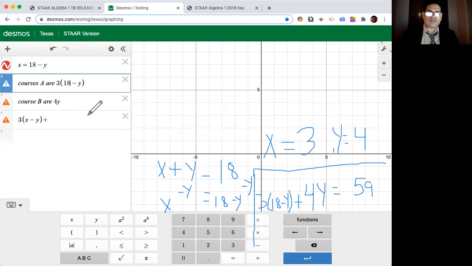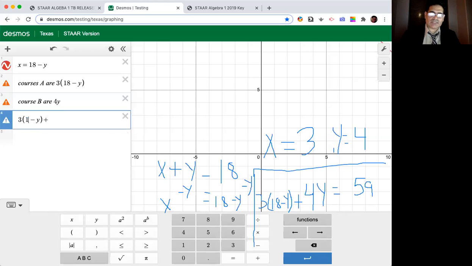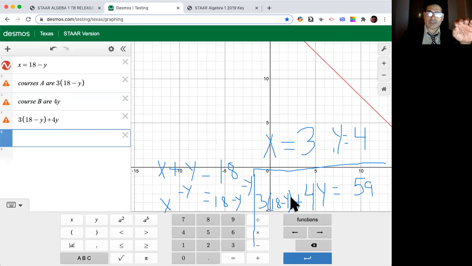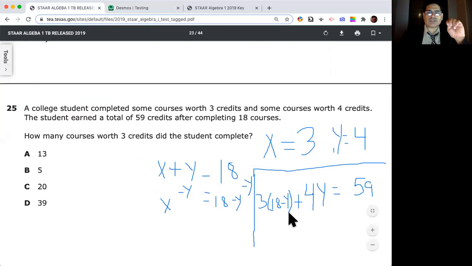Okay. 3 times (18 minus Y), added to 4Y. We can't do that on our testing calculator, and probably not on the usual calculator, but I'm just marking that out. 3 times X, 18 minus Y. Okay, all right. Back to our values.